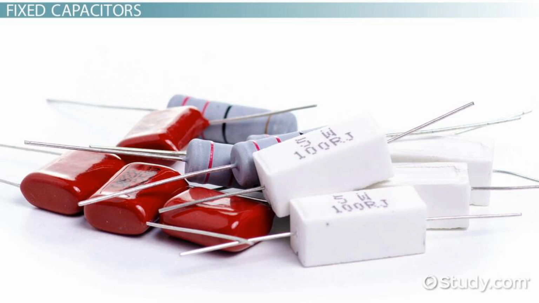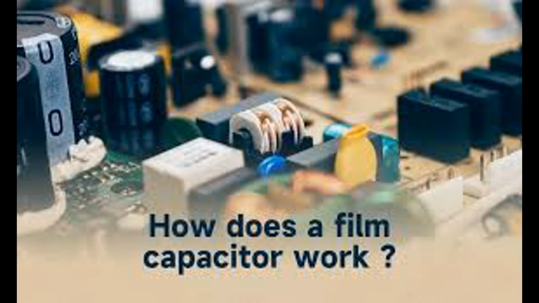8. Lighting systems. In fluorescent and LED lighting systems, film capacitors are used for power factor correction, improving the efficiency of the power supplied to the lights. They also help in suppressing electrical noise and reducing flicker in lighting systems.